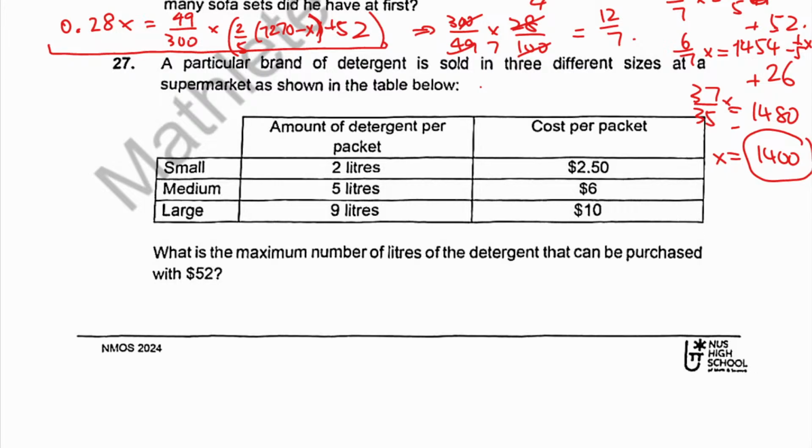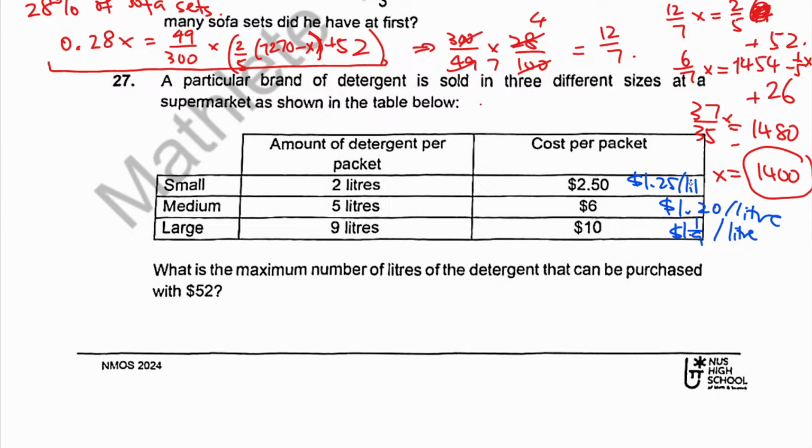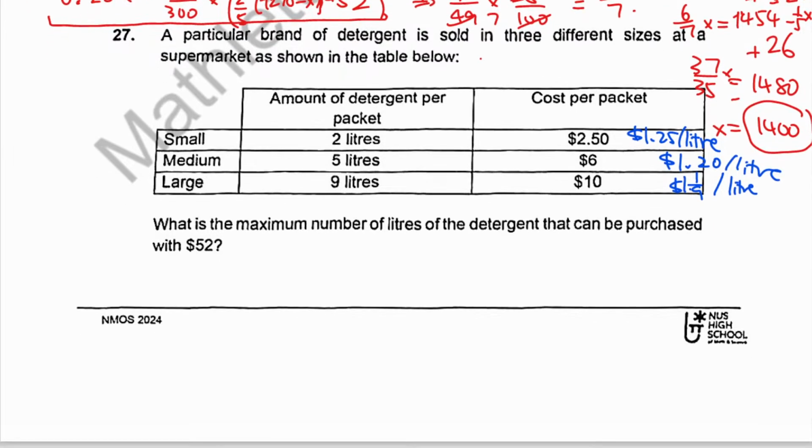Okay, so let's think about it. If you think about the cost per liter, this one will be costing about 1 and 1 over 9 per liter. This one will cost 1.2 per liter, and then this will cost 1.25 per liter. So definitely you should try and maximize the number of the large size that you can purchase. So think about it.